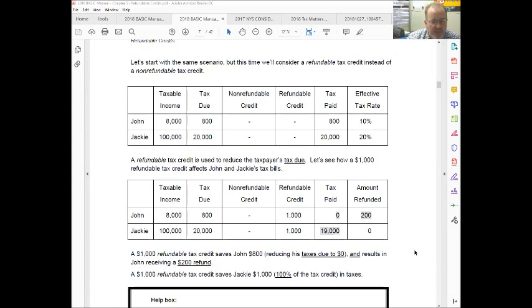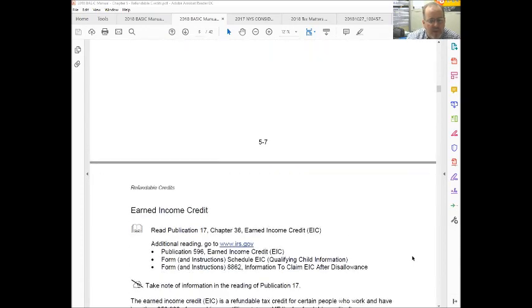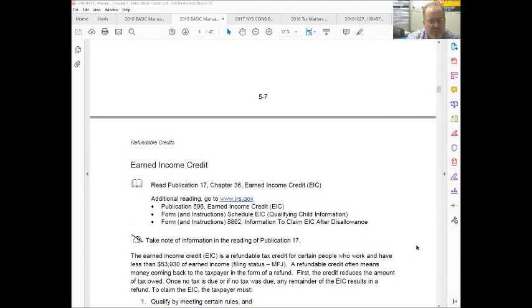In Jackie's case, because her tax due was greater than the refundable credit of $1,000, it just lowers her tax paid. It's not going to go to her in her refund. So you can see, that's why I say refundable credit, if it's greater than your tax bill, it's the Energizer Bunny. It goes on and on and on. And again, credits are dollar for dollar.